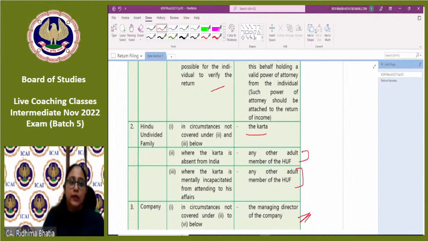See, Karta, director, managing director, partner, managing partner, these all are allowed by default. Power of attorney कहाँ आता है? Individuals के case में when he is out of India, then the concept of power of attorney comes, or if he is mentally incapacitated, then the concept of power of attorney comes. Otherwise, HUF के case में, companies and firm के case में तो we have Karta and directors.